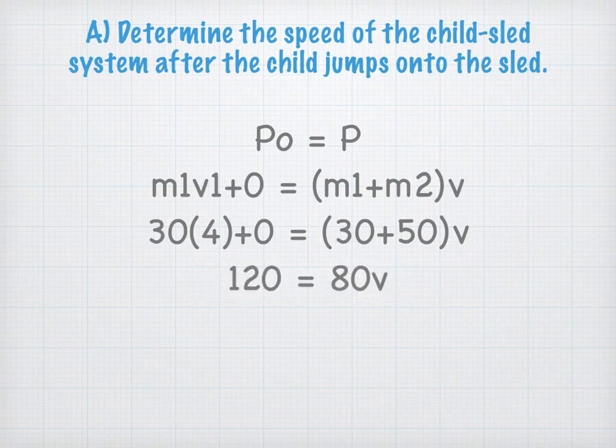30 times 4 is 120, 50 plus 30 is 80, multiplied by v, you get 80v. You're going to divide by 80 on both sides, and the velocity is 1.5 meters per second.